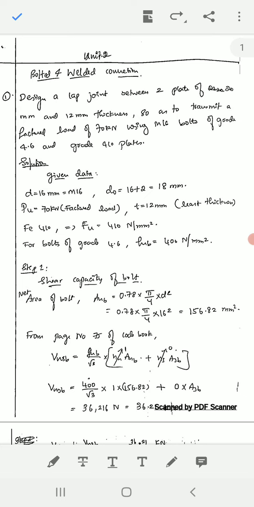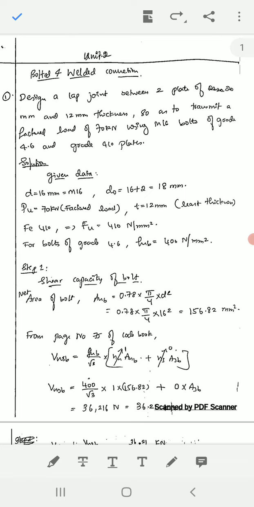If we go with the given data, that is M16 bolts, that is diameter 16 mm, and d naught is 16 plus 2, that is 18 mm. Then they gave factored load of 70 kilonewton, that is Pu 70 kilonewton. Then two plates of 20 and 12 mm thickness, so we have to take the least thickness, that is t is 12 mm. Then Fe 410, that is nothing but fu is equal to 410 Newton per mm square.